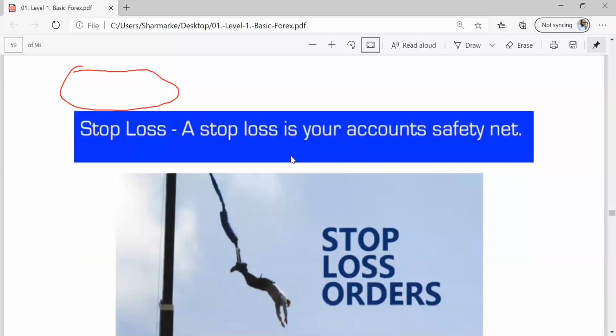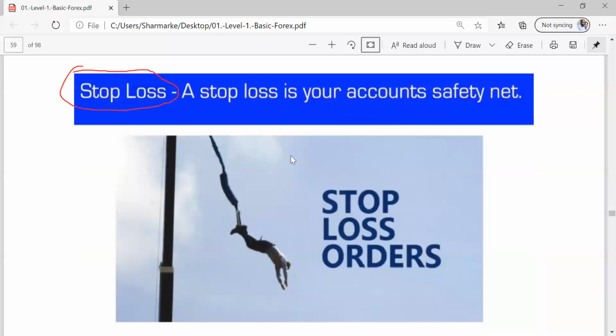First, stop loss. Stop loss is your account's safety net. It will help you to save your money. If you are trading without stop loss, it means that you are giving your money away to the big market. It's not possible. You need to have a stop loss whenever you want to trade. If you are entering a buy from here and you want this buy to go up, you should always have a stop loss here so that you don't have to worry if the market comes back. And that means how much you are going to risk.